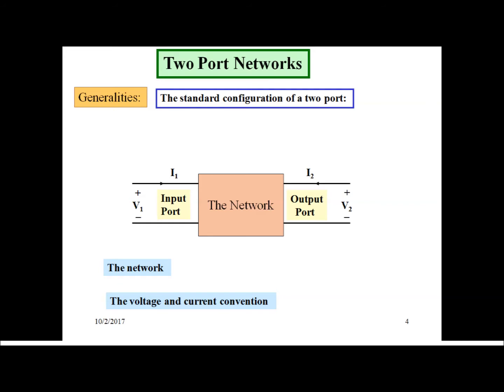Now this is a two-port network. This is the standard configuration of a two-port network. You can see I1 and I2 are the currents entering the network. When you supply V1 and V2 as the voltages at port 1 and port 2, currents I1 and I2 flow inside the network. This is by convention, so current must enter the network.